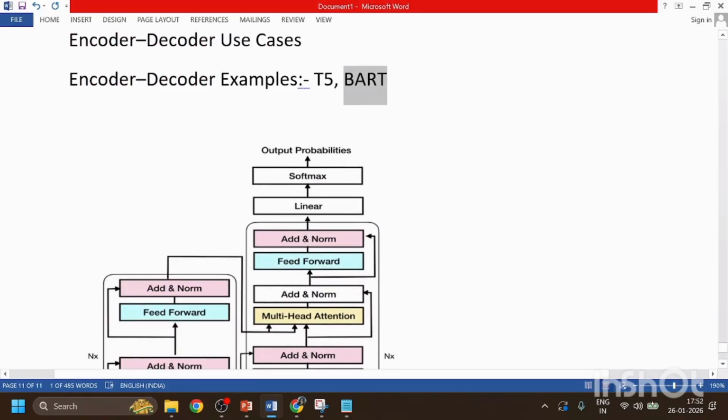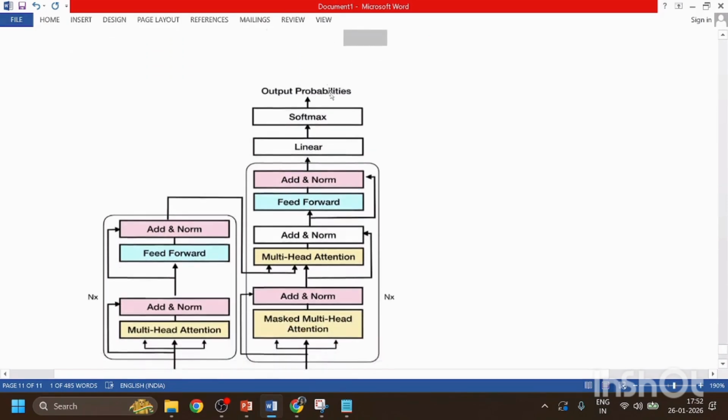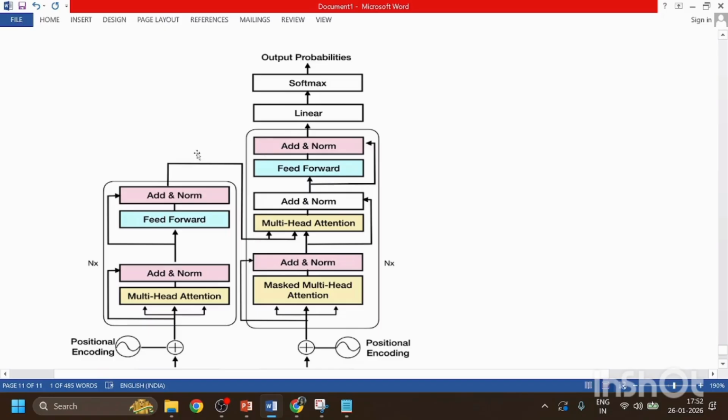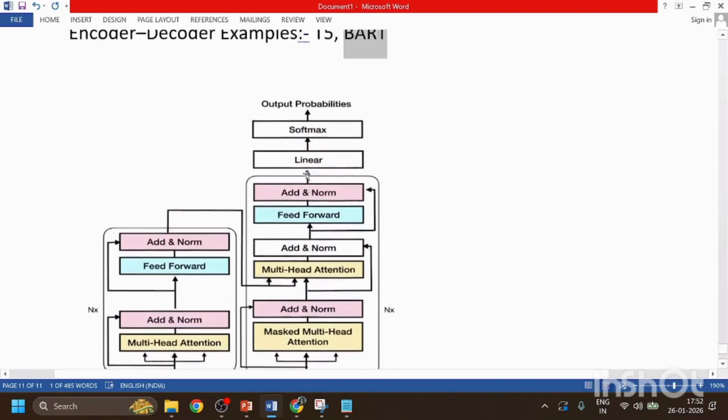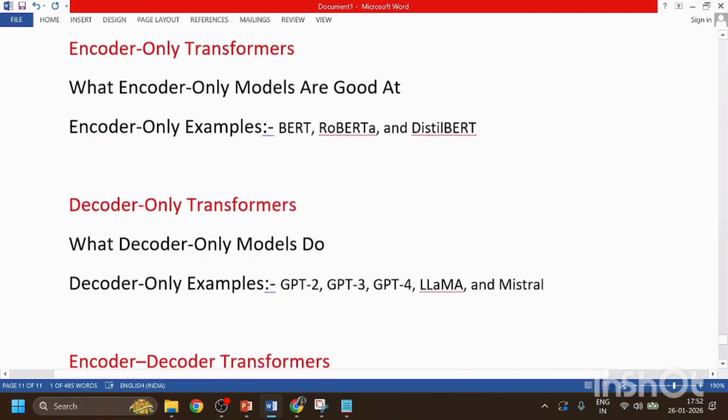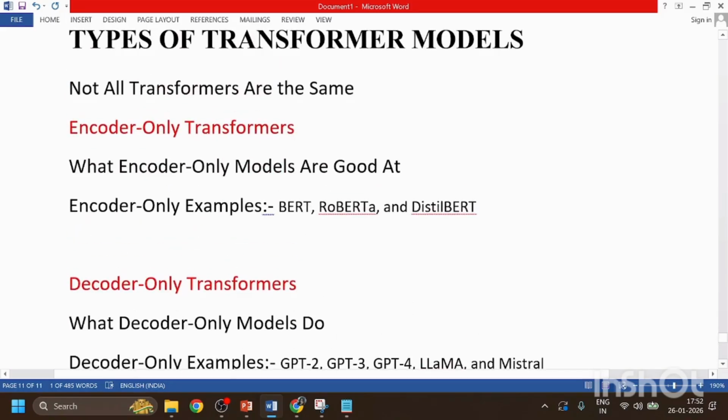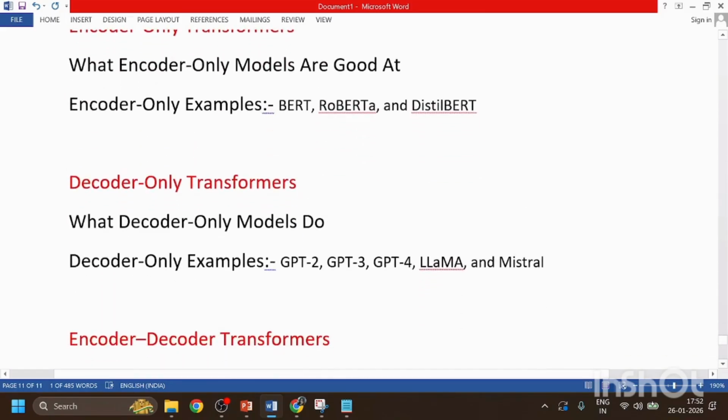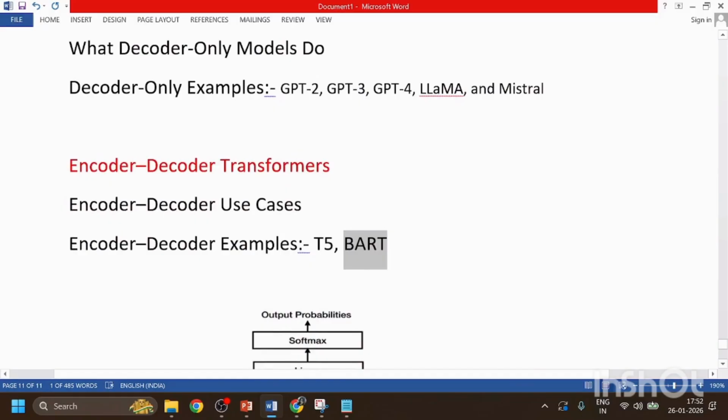Encoder-decoder models are for transformation. So encoder-decoder models use both encoder and decoder. I hope you got it. So these are the types of transformer. First is encoder-only, second is decoder-only, third is encoder-decoder transformer.